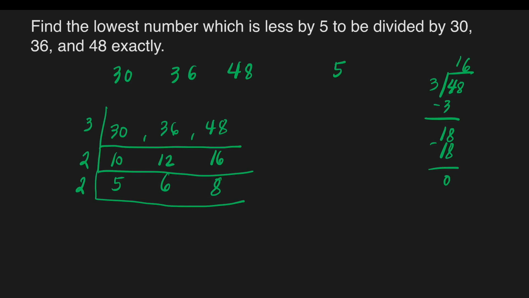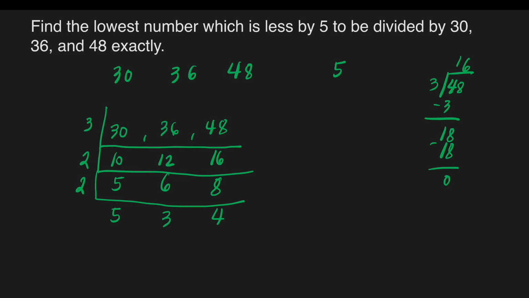What we will do is copy only 5, and then we can proceed to 6 divided by 2. It will give us 3, and 8 divided by 2 will give us 4. Usually this is the common mistake our students commit, because if they cannot find a number that can divide the given 3 numbers, they just stop.